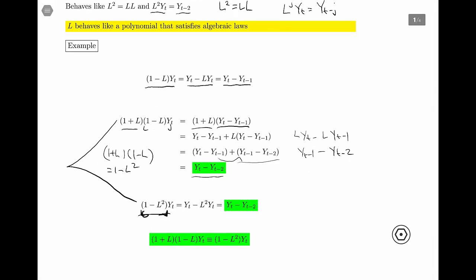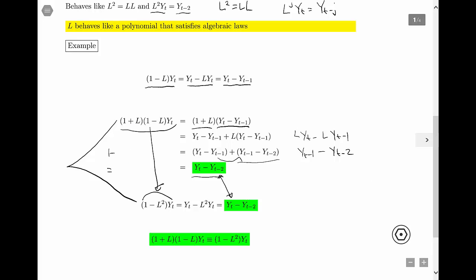We're now going to show that (1 minus L squared) of yt also gives us the exact same. Well, it's very simple. Expand out, we're going to get yt minus L squared yt, which again, L squared yt just means lag yt twice. We're going to get yt minus yt-2. So these two things are clearly equal to each other, which means that these two entities are the same. All this and all this.